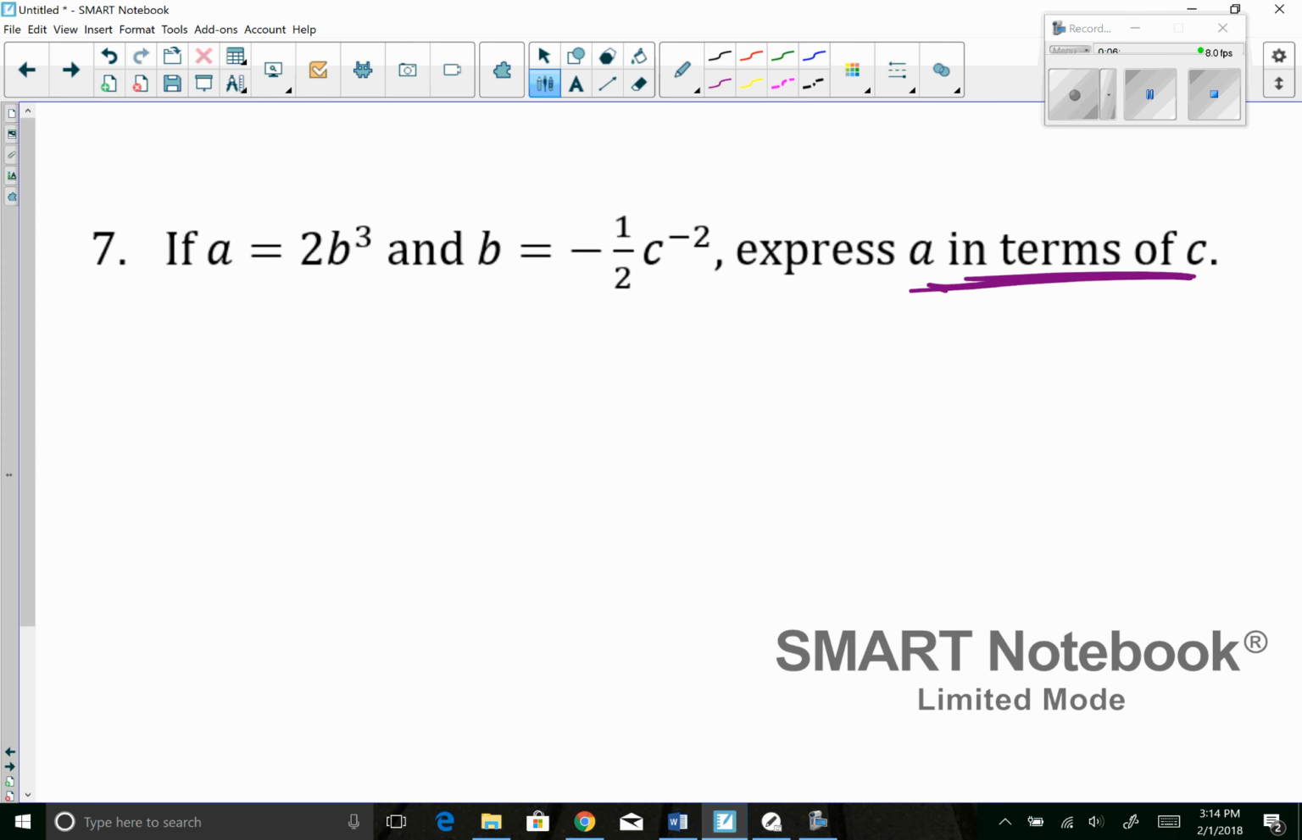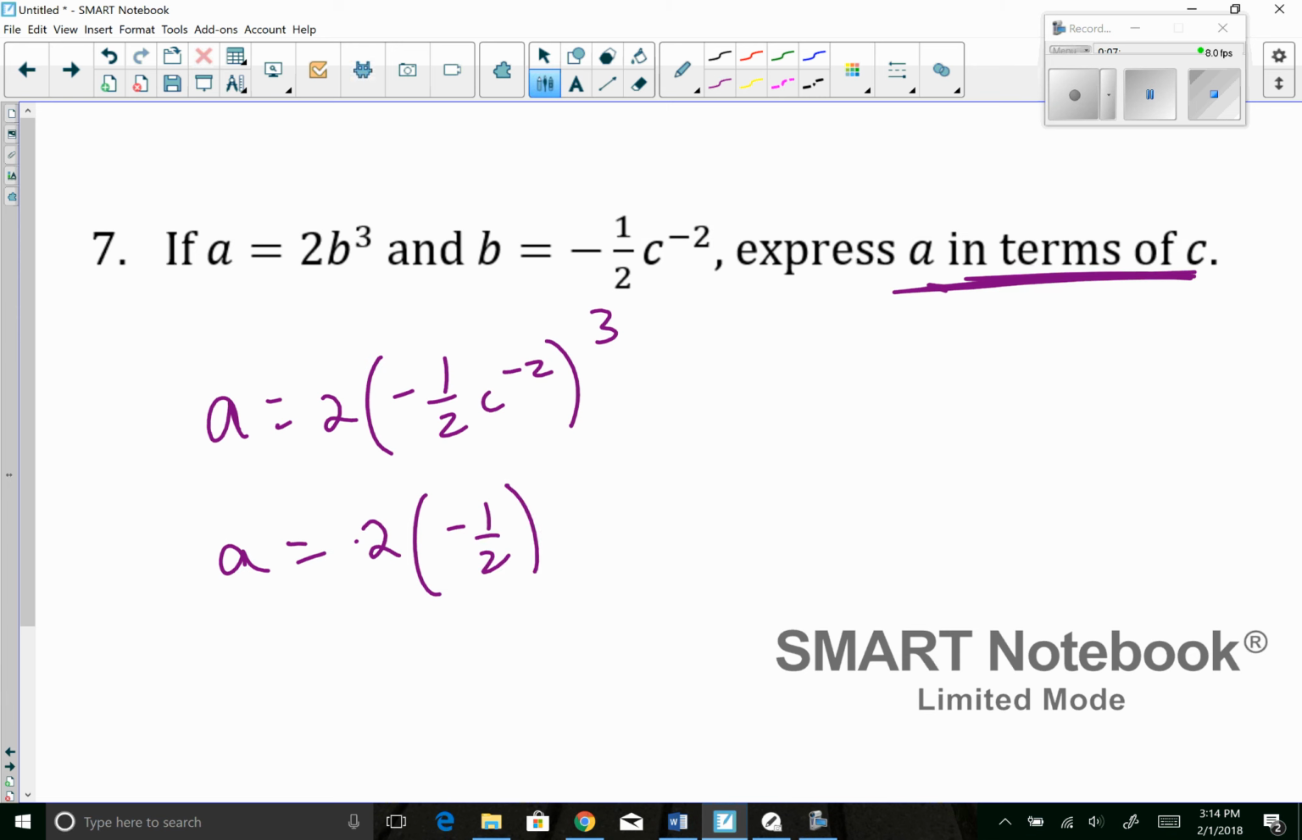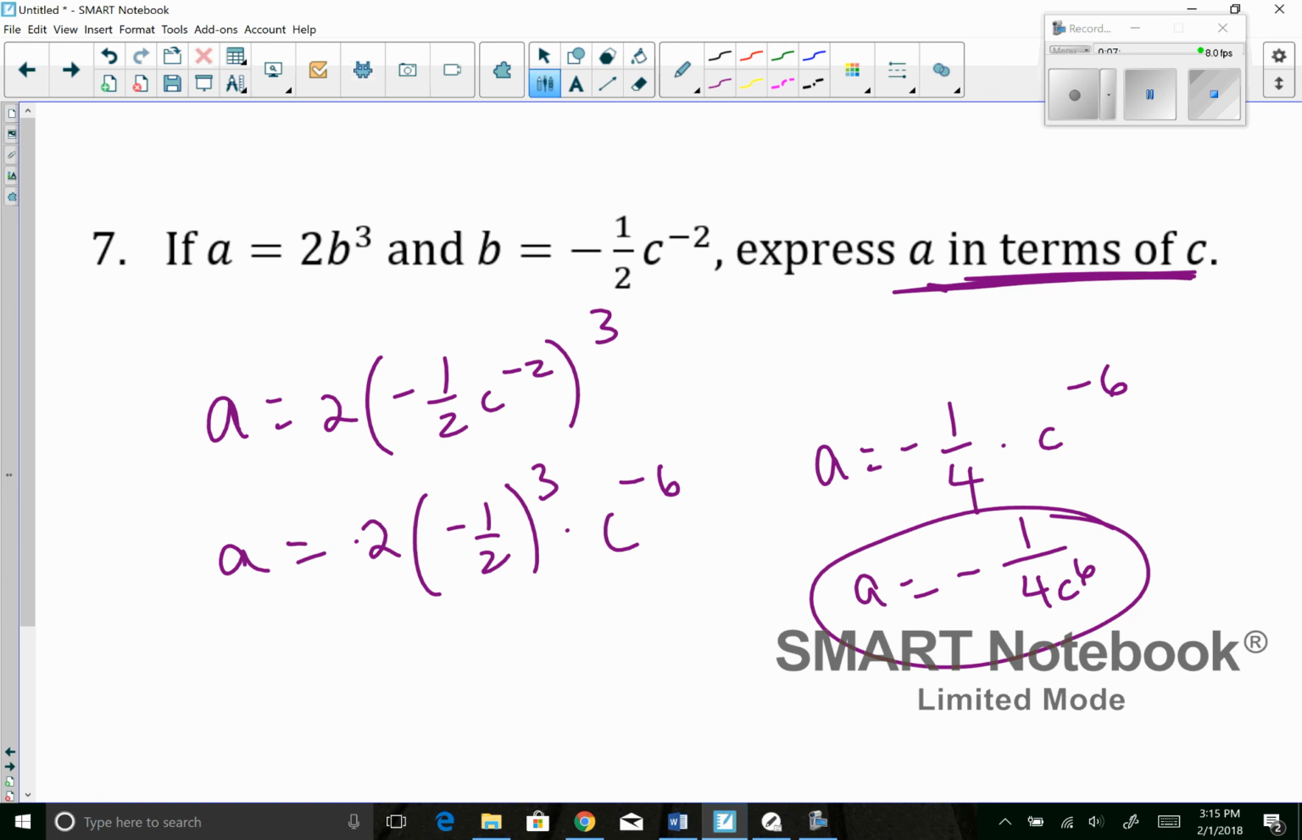Last one, in terms of C, meaning I want C in my answer, not B. So I have A equals 2 times -1/2 C to the -2 all to the third power. So I have A equals 2 times -1/2 to the third times C to the -6. So my calculator, if I do 2 times -1/2 to the third power, I get -1/4. So I have A equals -1/4 times C to the -6, but I don't want that. So I'll say A equals -1/4 C to the 6th power. That would be the best possible answer.